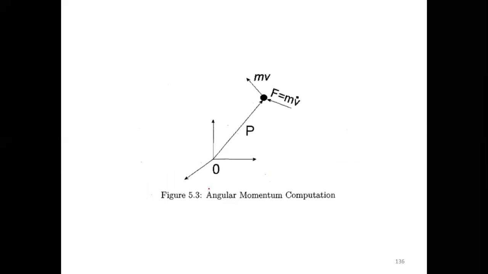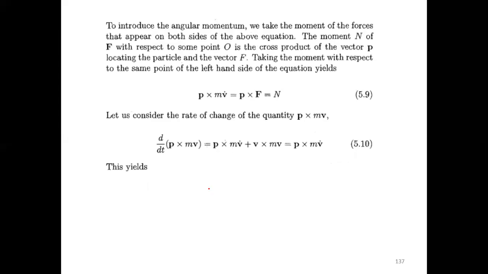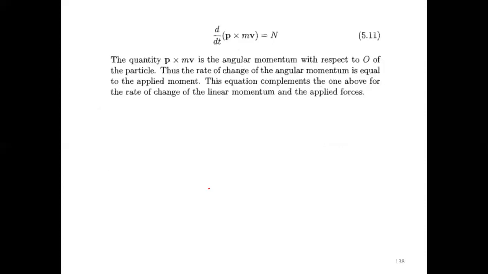This is the angular momentum computation. To introduce angular momentum, we take the moment of the force that appears on both sides of the above equation. The moment n of f with respect to some point O is the cross product of the vector p, locating the particle, and the vector f. So taking the moment with respect to the same point of the left hand side of the equation, d by dt of p cross mv is equal to n. So p cross mv is the angular momentum with respect to O of the particle.